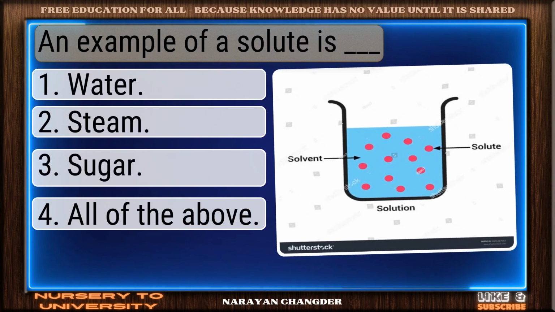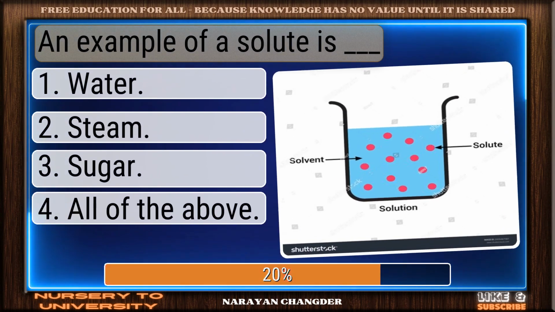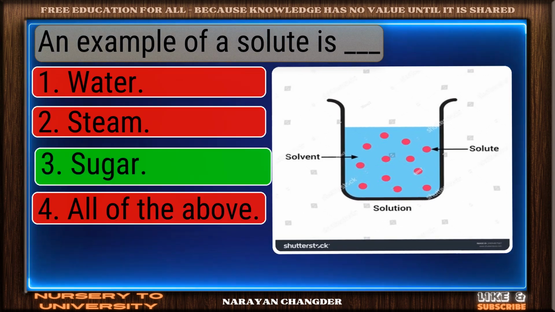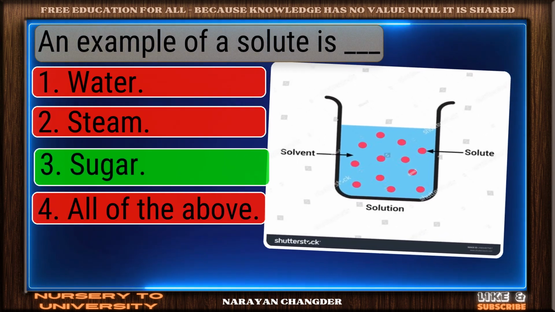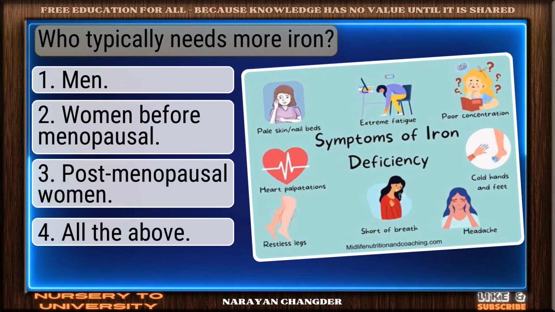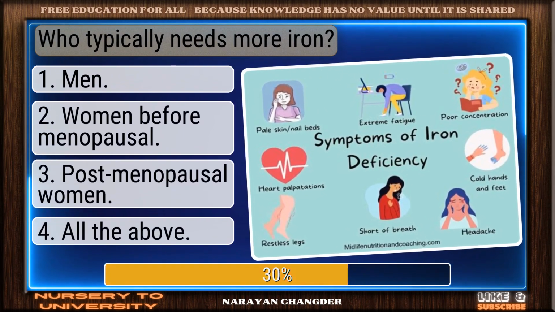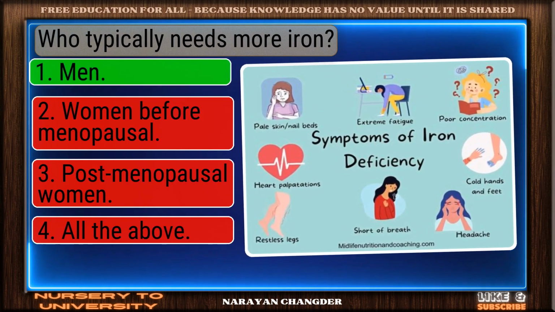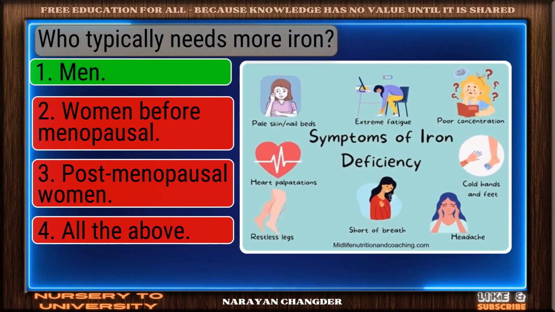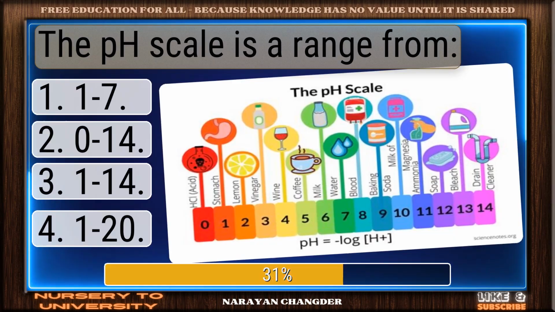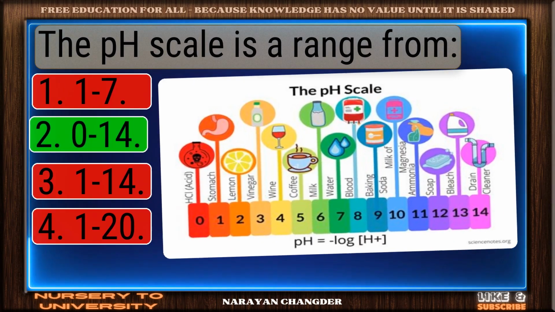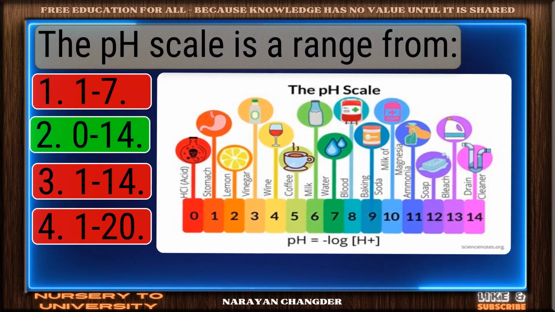An example of a solute is dash. Exactly. Sugar makes sense and it is the right choice. Who typically needs more iron? Well reasoned. Men is the correct choice. The pH scale is a range from... Excellent choice. 0 to 14 is the right answer.